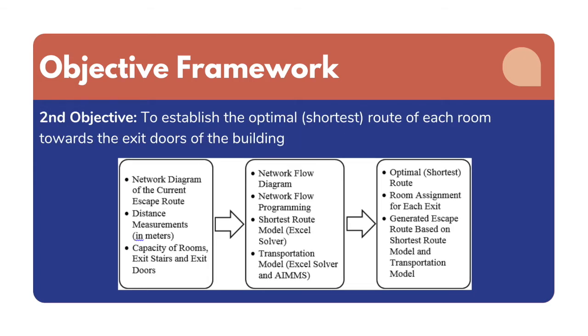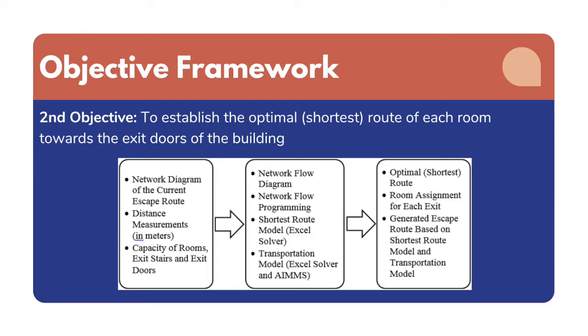For the second objective, it is to establish the optimal or shortest route of each room towards the exit doors of the building. So the inputs for this objective are the network diagram showing the layout of the current escape route and the numerical data collected, such as distance measurements and capacity of rooms, exit stairs, and exit doors. For the process, a network diagram was created to formulate the network flow programming model.